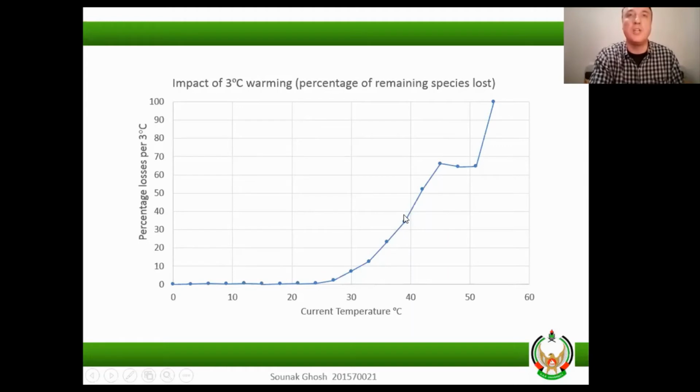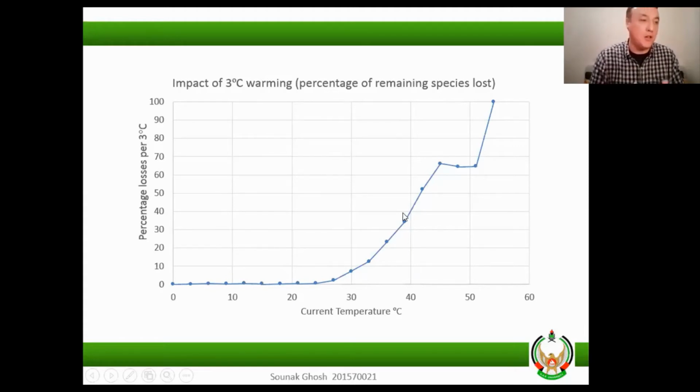As we get into the upper 40s, we start to run out of species. So this line becomes quite variable. It becomes quite difficult to estimate that percentage when there's not very many species out there. But the key thing is that the percentage losses keep increasing the hotter the region is.